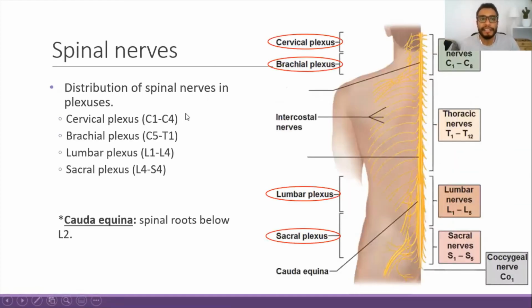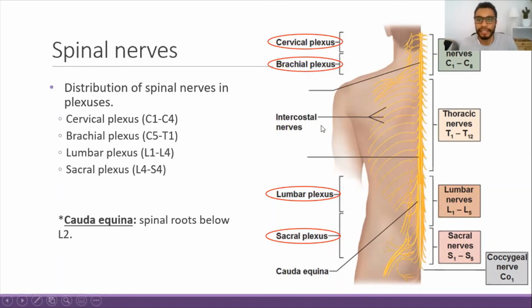And finally, this is the distribution of spinal nerves in plexuses. We have the cervical plexus from nerves in the cervical area, and also the brachial plexus. The brachial plexus will provide innervation to the muscles of the upper limbs, and the cervical plexus will provide innervation to the muscles of the neck and head.